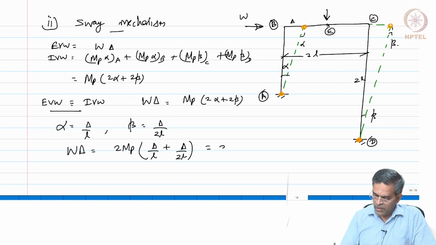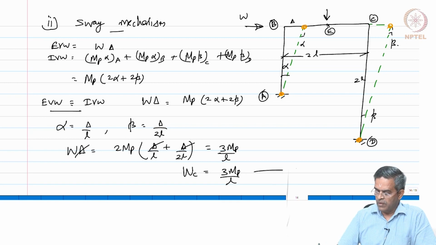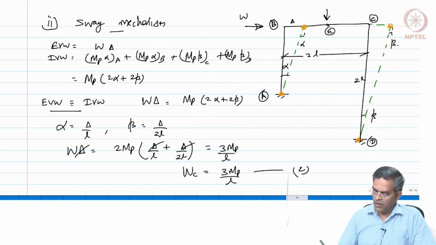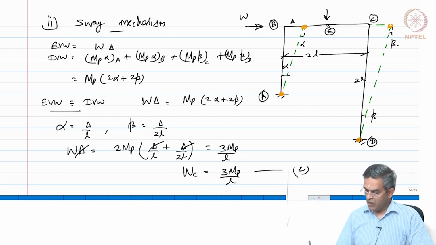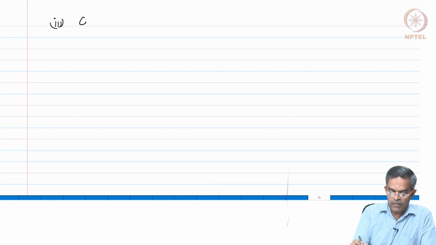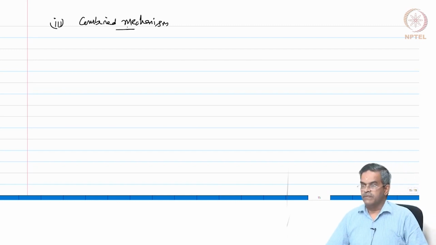Which will become 3 MP by L. So, now delta goes away, WC is 3 MP by L. Equation 2. In the first iteration we got 2 MP by L, now we have 3 MP by L. Let us also do a combined mechanism and see.